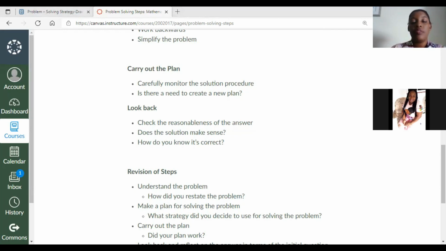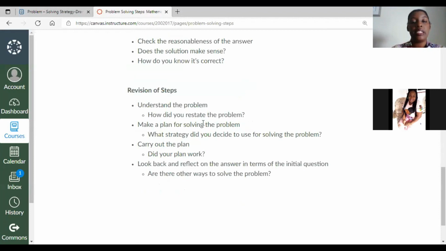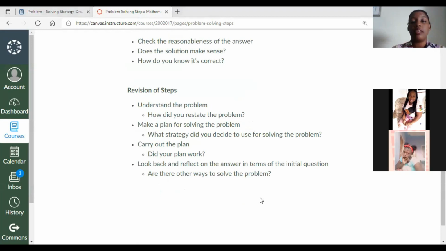So let's do the revision of the problem solving steps. The first thing that you're going to do is to understand the problem. How did you restate the problem? When you're restating the problem, you're basically just using the information that you would have been given in the problem and stating it another way. We have a little time, we can look at a problem just to examine the issues. And that's the link that I sent before in the chat. I'm sharing it once more.